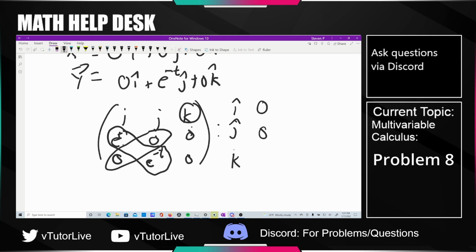So it turns out that all that's left for this one. Remember, this should have been a minus j, but it doesn't matter because it's 0 anyways. But this turns into k times e to the t, e to the minus t, which is just equal to 1, as we said earlier. So all you get is a k hat at the end.